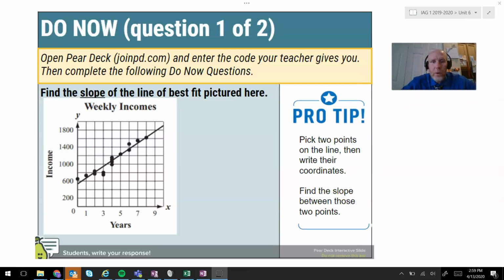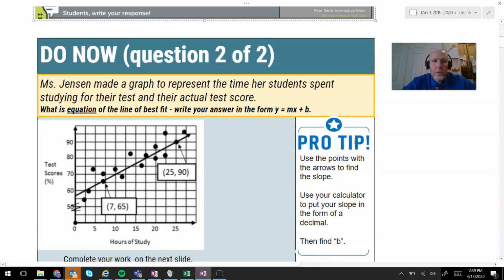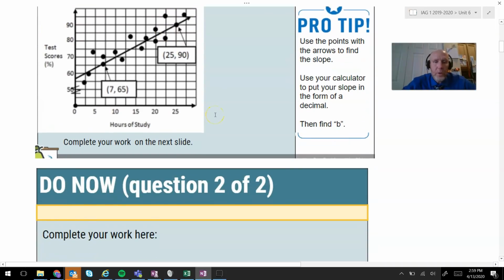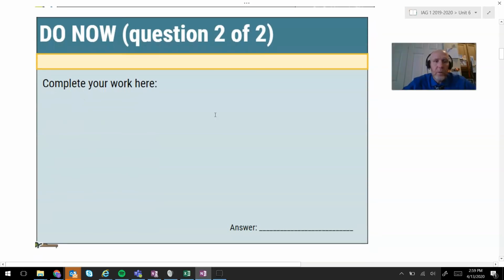There are two do now questions today. The first one asks you to find the slope of the line of best fit pictured here, and that's the lesson we learned yesterday, and you've got a pro tip right over here to help you out with that. The second question on the do now is to find the whole equation of the line of best fit, not just the slope on this one. And there's a lot more space here on this slide for you to be able to do that.